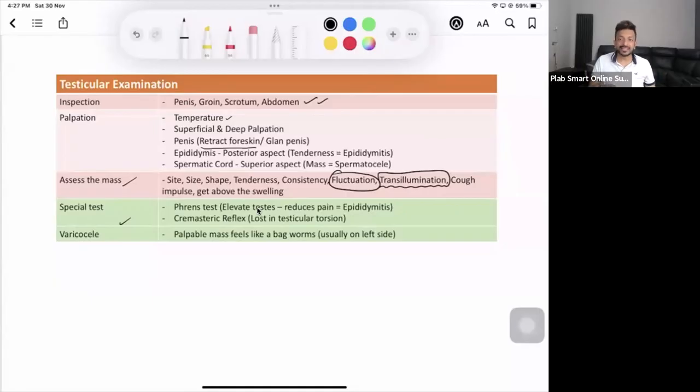But sometimes fluid is there, but red glow is not there. So it might be pyocele, pus is there, or it might be hematocele, blood is there. So that can be done. All these things you can see in the examination video, everything is there.